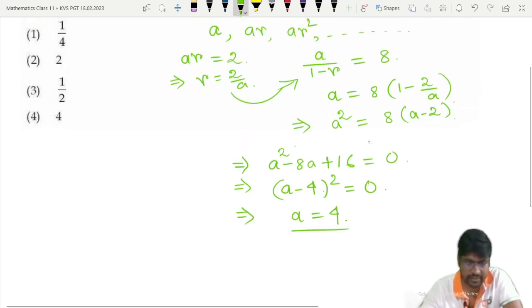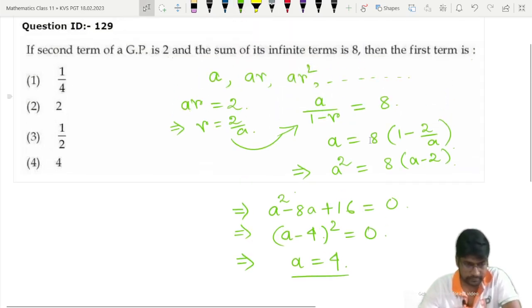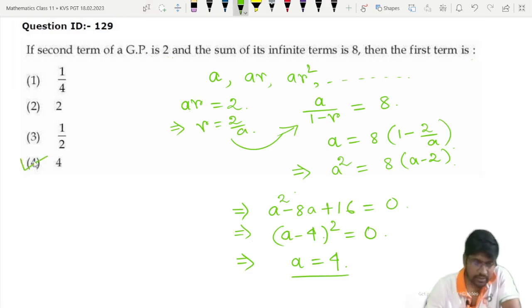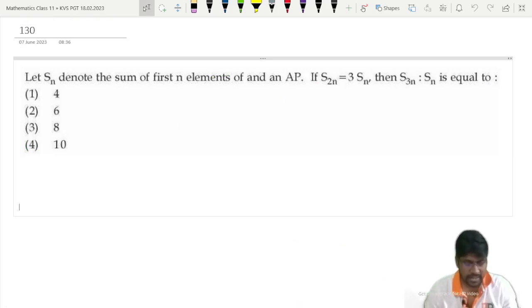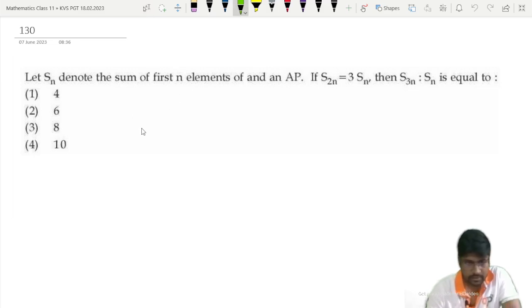So this is the first term. a is equal to 4. If you look at the options, you will see option 4 is the correct answer. So this was question number 129, and now we will solve today's last problem, that is question number 130.